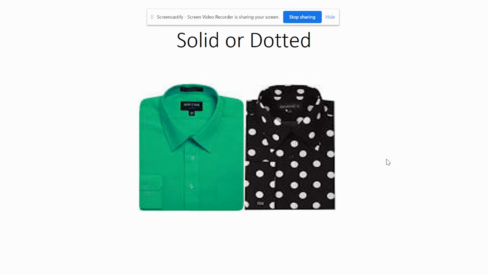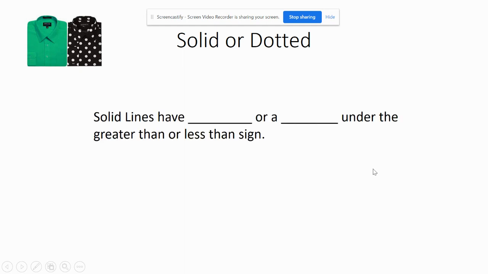We're going to have some inequalities here. And we're going to first determine whether it's a solid or dotted line. I'll teach you a couple of little things. So let's have a solid shirt and a dotted shirt, to kind of help emphasize the point.